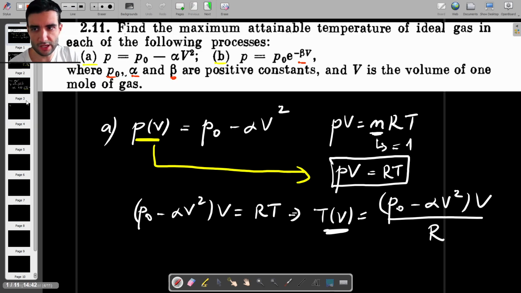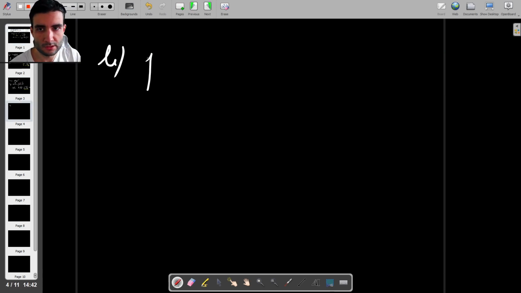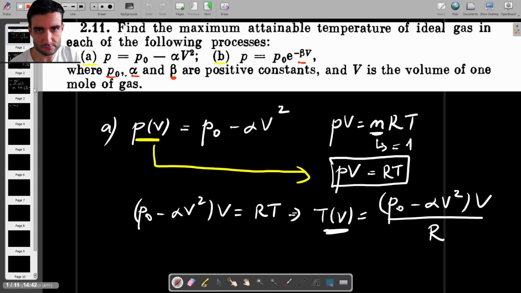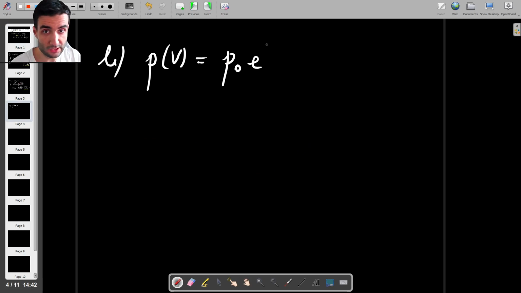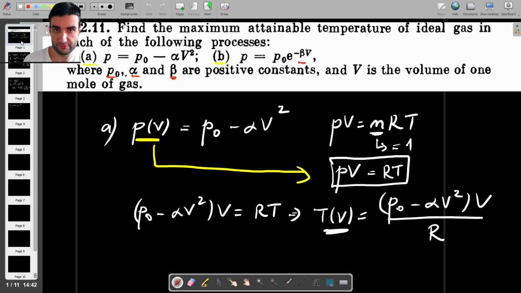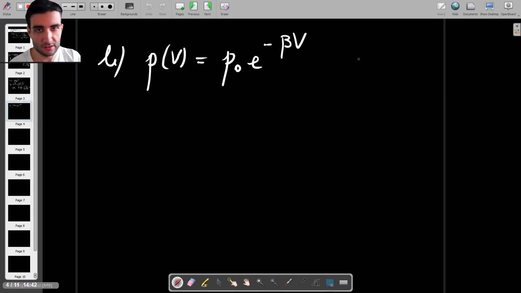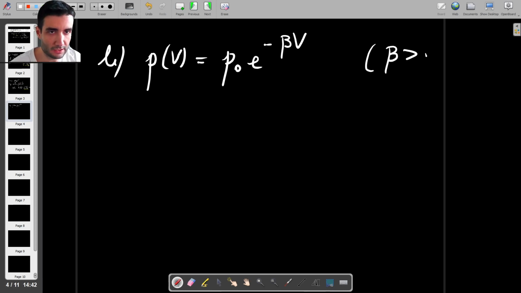So in part B, we have a different process. So we still have pressure as a function of volume, which is equal to P naught, and then we have an exponential. So e to the minus beta times the volume, where V is the volume of 1 mole of gas, which means this is the form of the ideal gas law that we have to use. Okay, beta is a positive constant as well as P naught, right? So let me make a note of that here. We know that beta is positive.